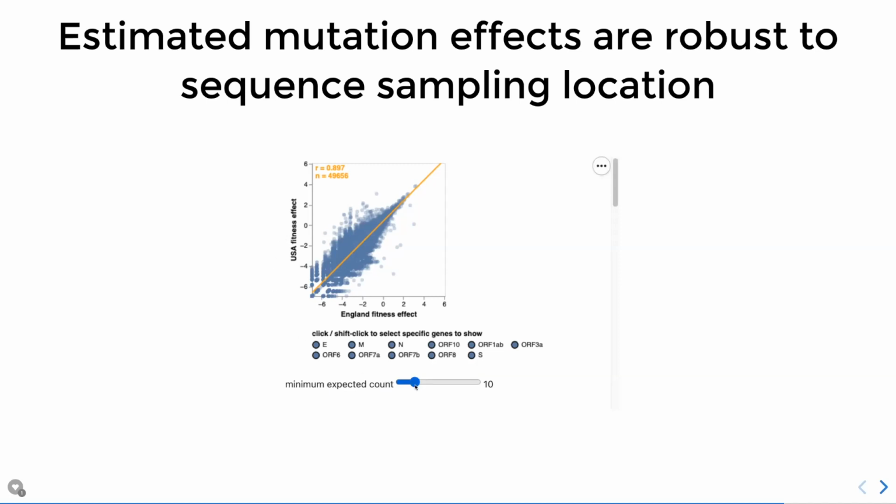I discussed how if you increase the stringency of how many expected observations of a mutation you require to make an estimate, the correlation gets better, but it does so at the cost of making estimates for fewer points. So like here at a threshold of 32, the correlation coefficient is higher, but the number of mutations is lower. And you get more mutations with estimates with a worse correlation coefficient if you adjust downwards.